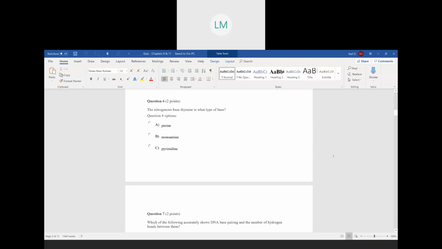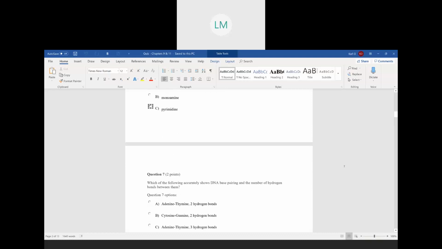Question number 6, the nitrogenous base thymine is which type of base? We have 2 types of bases. We have a purine and a pyrimidine. Monoamine is not a type of base, so purine or pyrimidine were the 2 real choices that you had here. Thymine is a pyrimidine, a single ringed structure. Purines have the double rings there. Pyrimidines have 1 ring, so thymine is one of our single ringed pyrimidine types of bases.